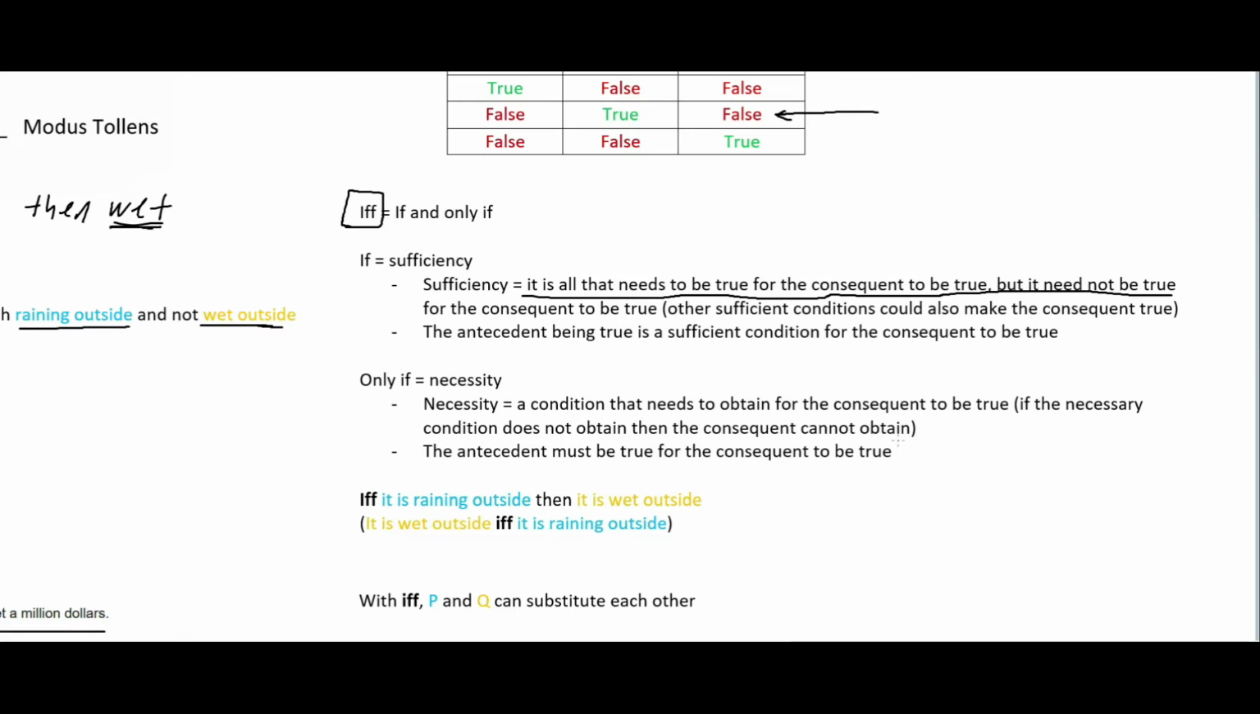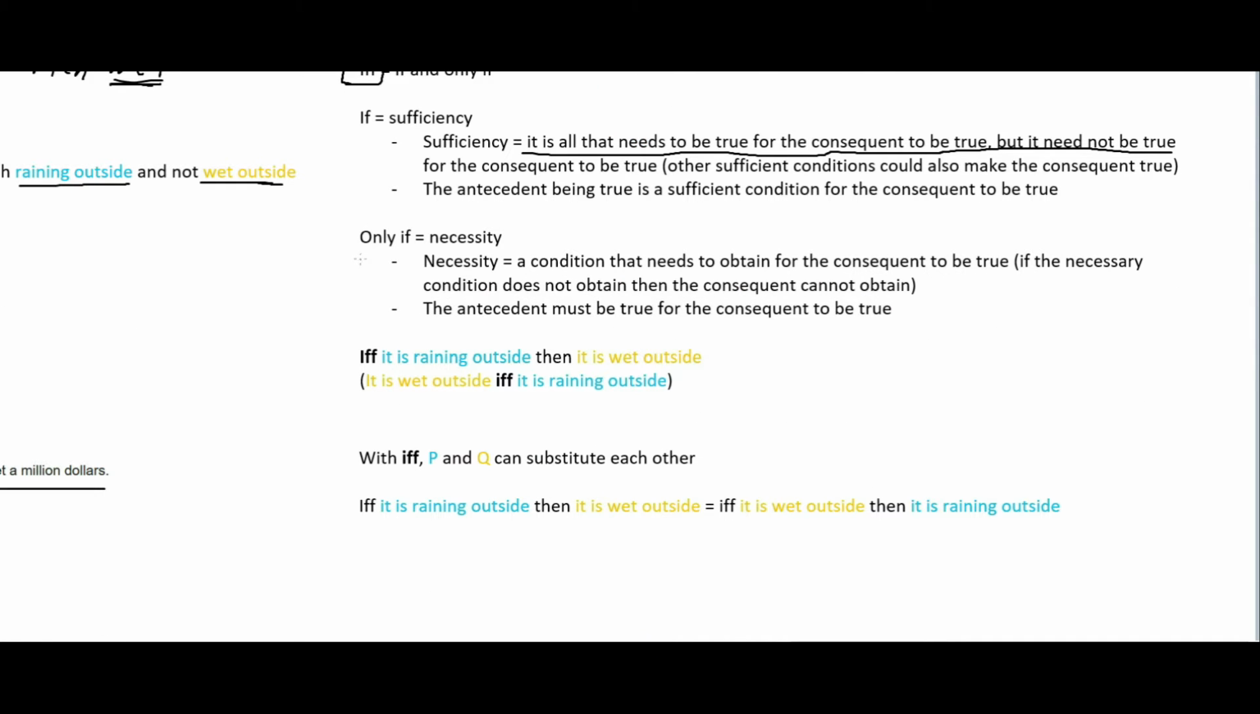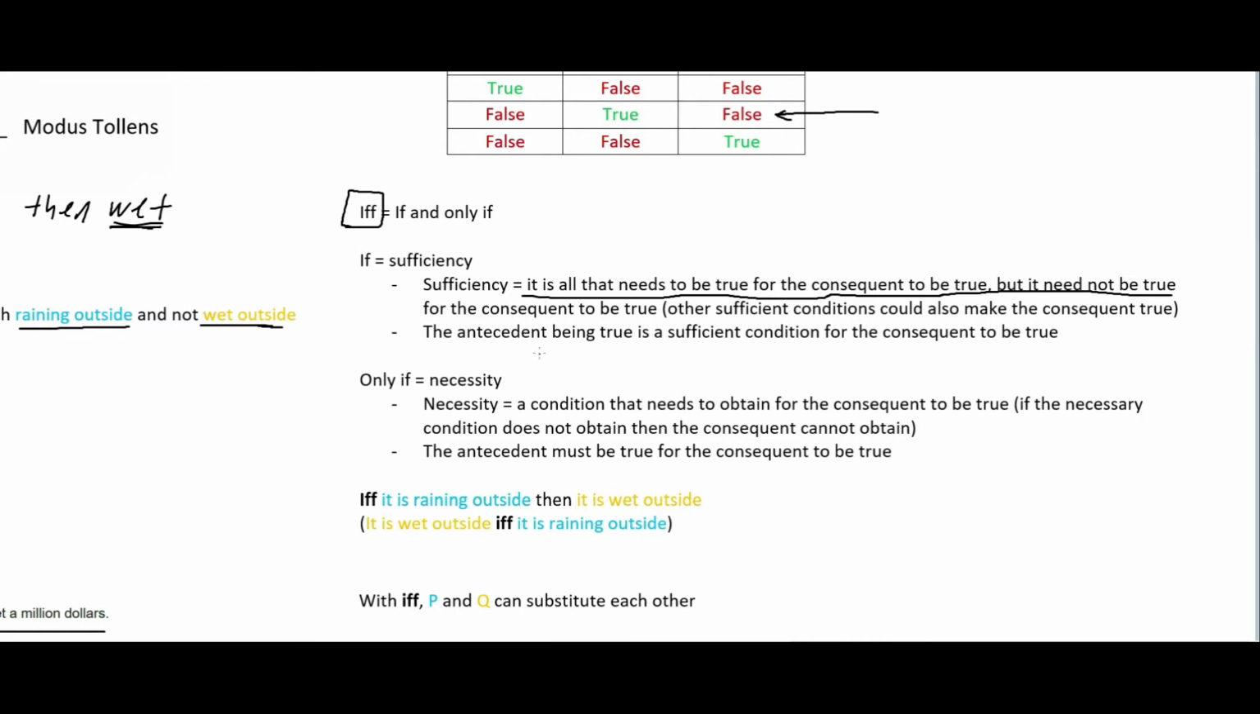I said before the example of, say, if rain then wet, we say it's not raining. Well, it could still be wet because of some other thing. So rain is sufficient for it to be wet, but it's not necessary for it to be wet. But then if we add this only if, that gives us necessity. So if we say, if and only if it is raining, then it is wet outside, we're saying that only if it is raining could it ever be wet outside. That raining is necessary for it to be wet outside.